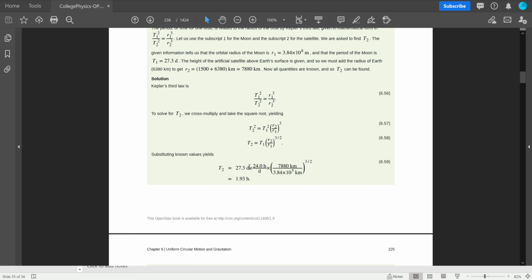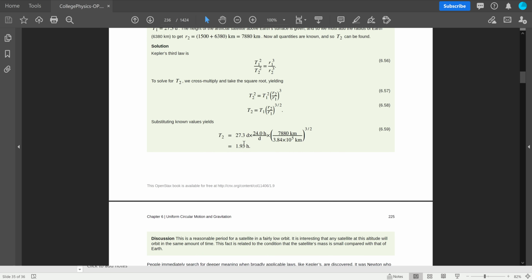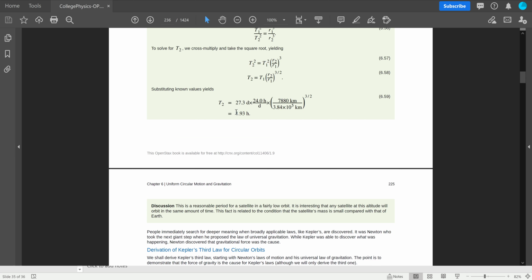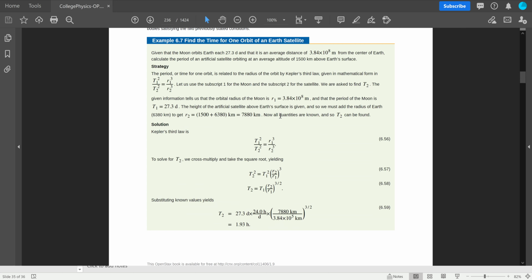Don't forget here to change your T2 into hours, from days to hours, I mean. And we end up getting 1.93 hours. That's how long it takes for the satellite to revolve.